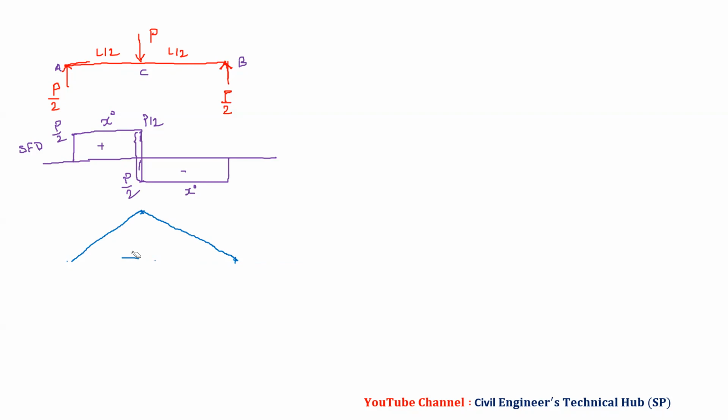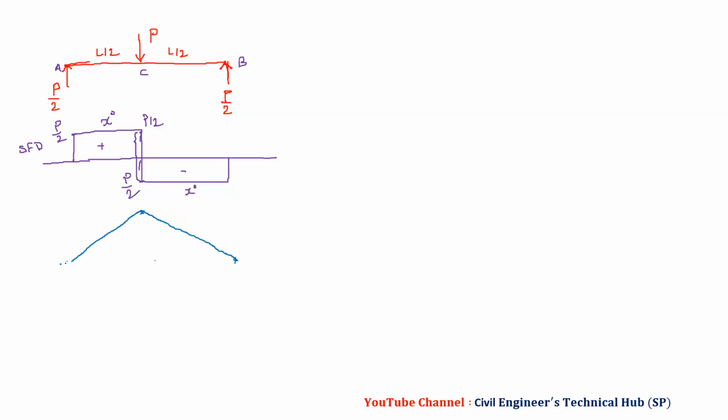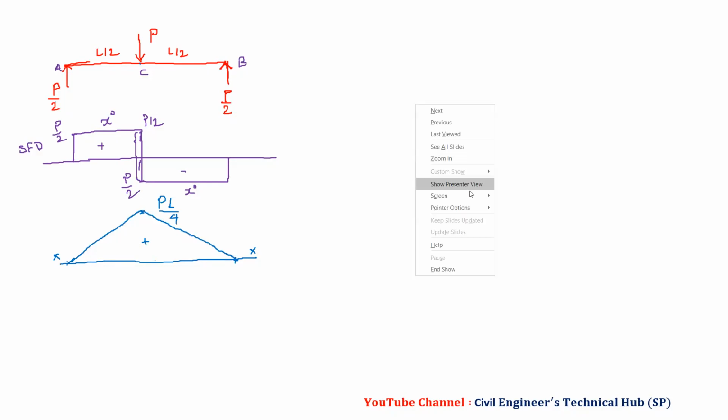So just I will draw a horizontal line. So try to draw it. Yes. So we have this will be PL by 4 plus. We have this as P by 2 into L by 2 at C. And this will be PL by 4. That is the first one. Now if we will go to UDL, then what will happen in this case?